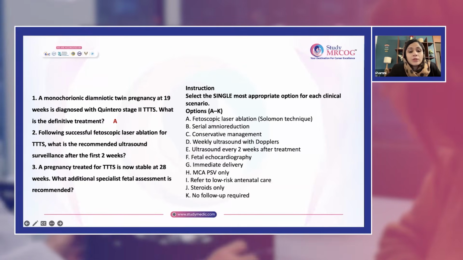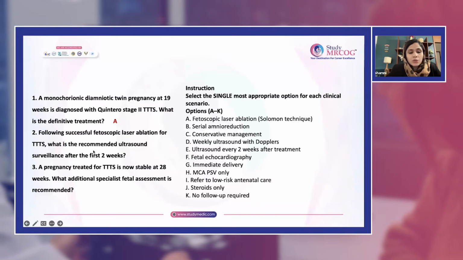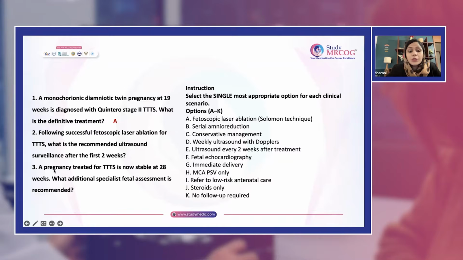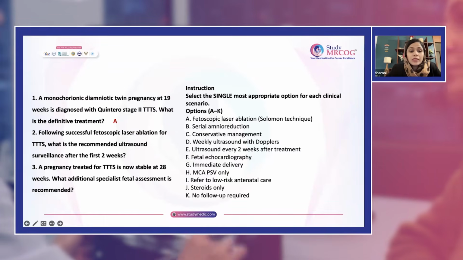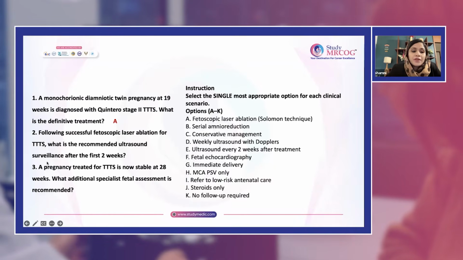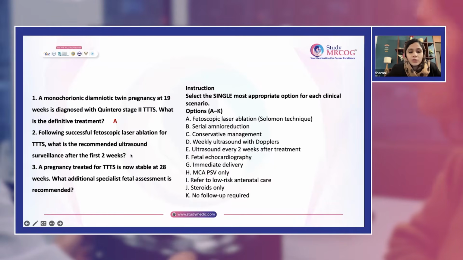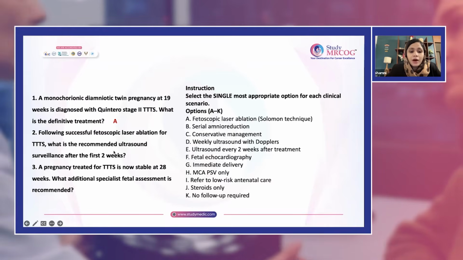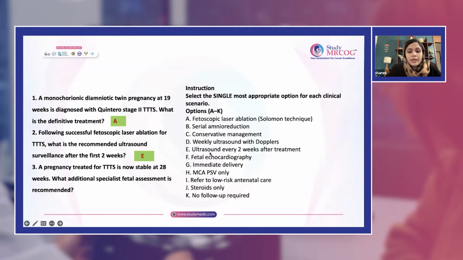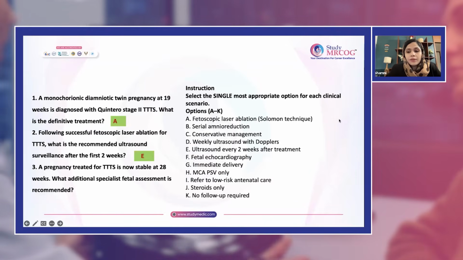Following successful fetoscopic laser ablation for TTTS, what is the recommended ultrasound surveillance after first 2 weeks? So we know that initially for the first 2 weeks, you will be doing weekly ultrasound with Dopplers, and after 2 weeks, you will be doing 2 weekly. So don't get confused here. Here they have asked after 2 weeks. So the answer is going to be E. That is ultrasound every 2 weeks after treatment.